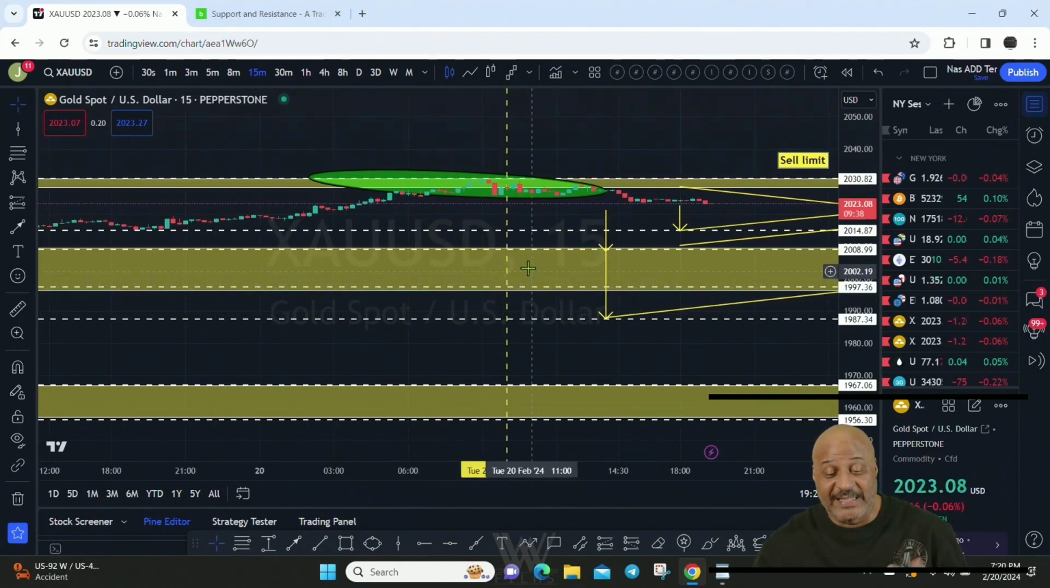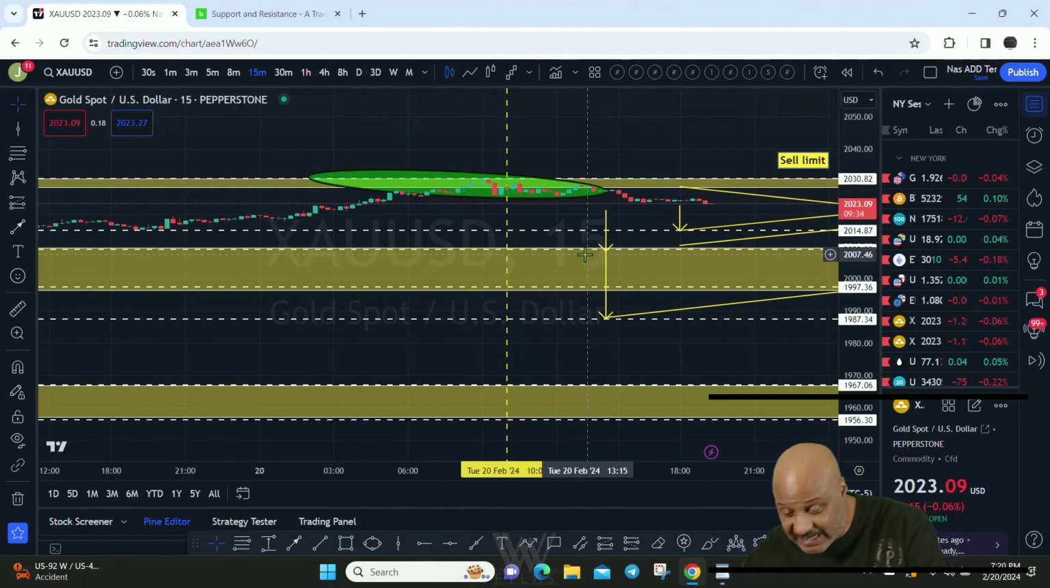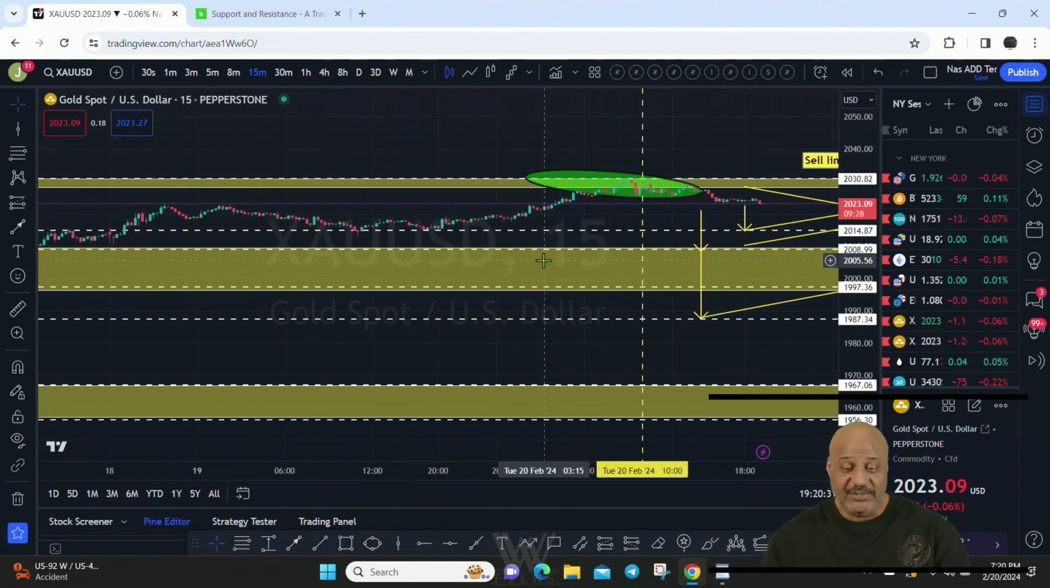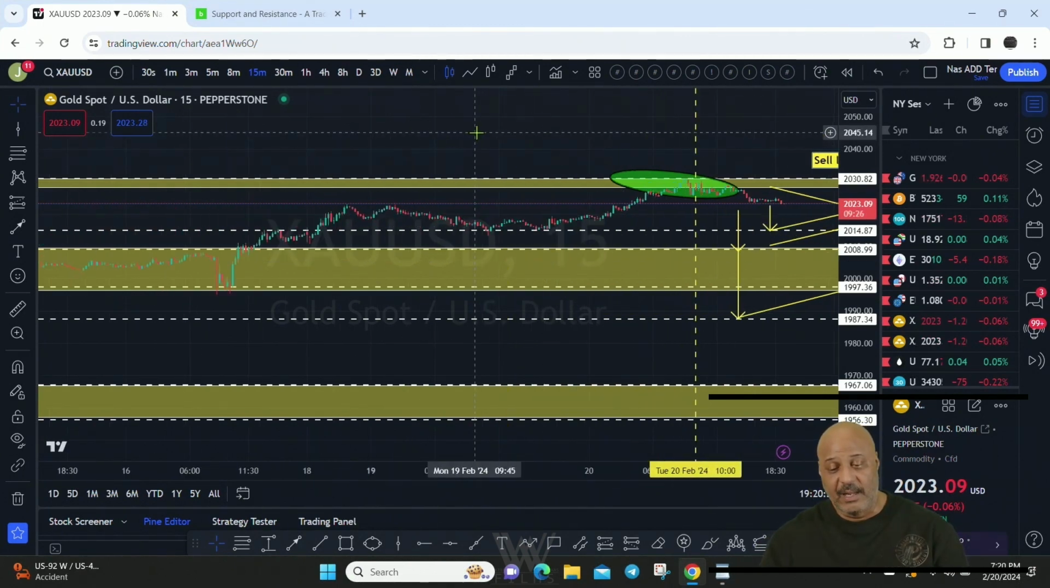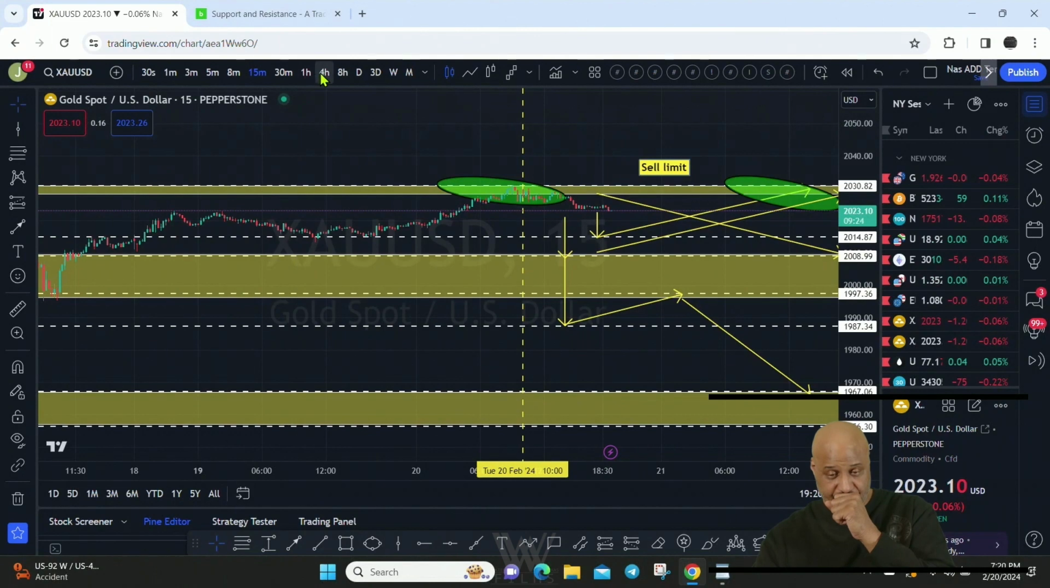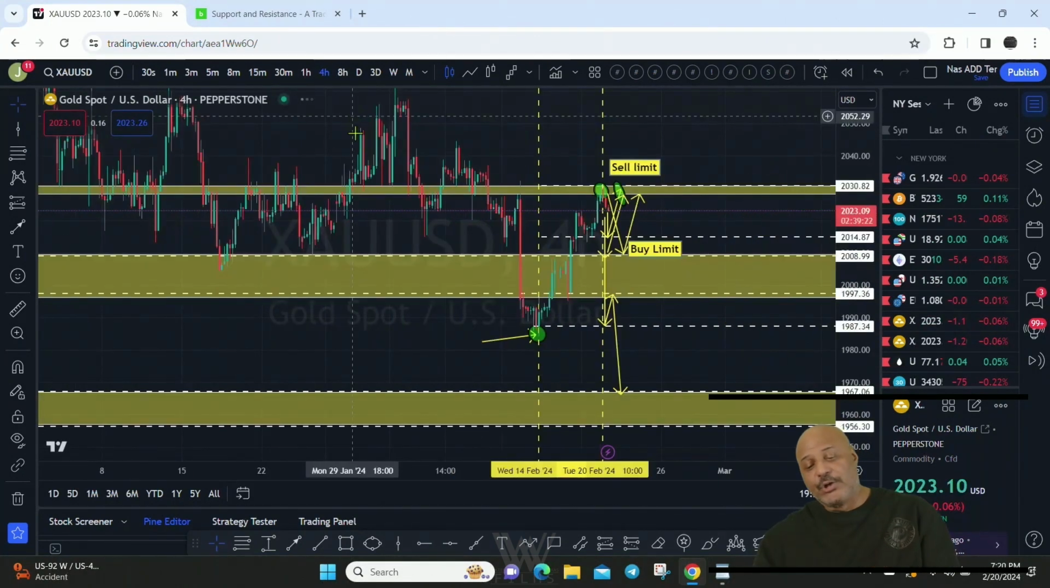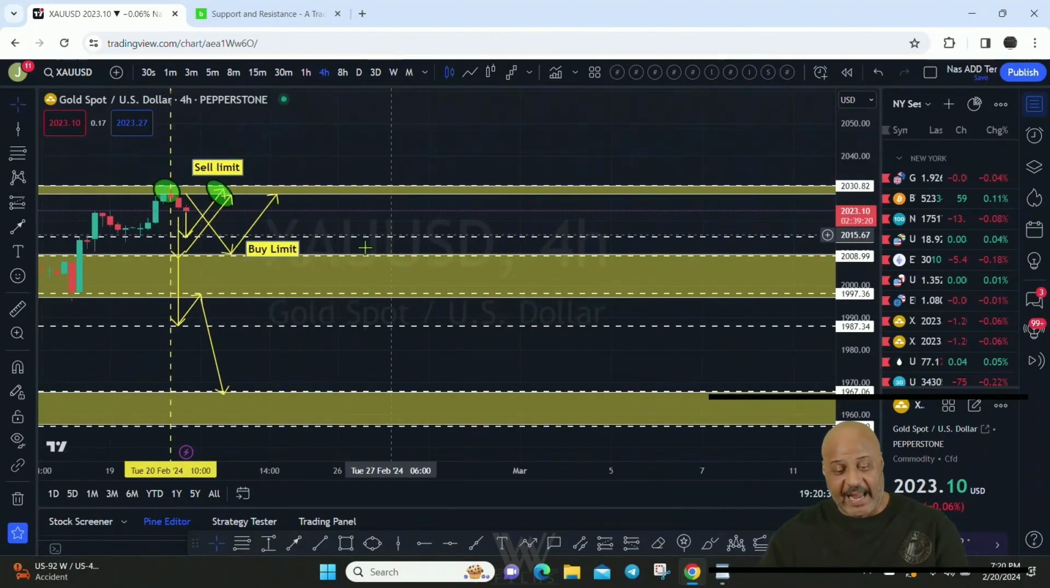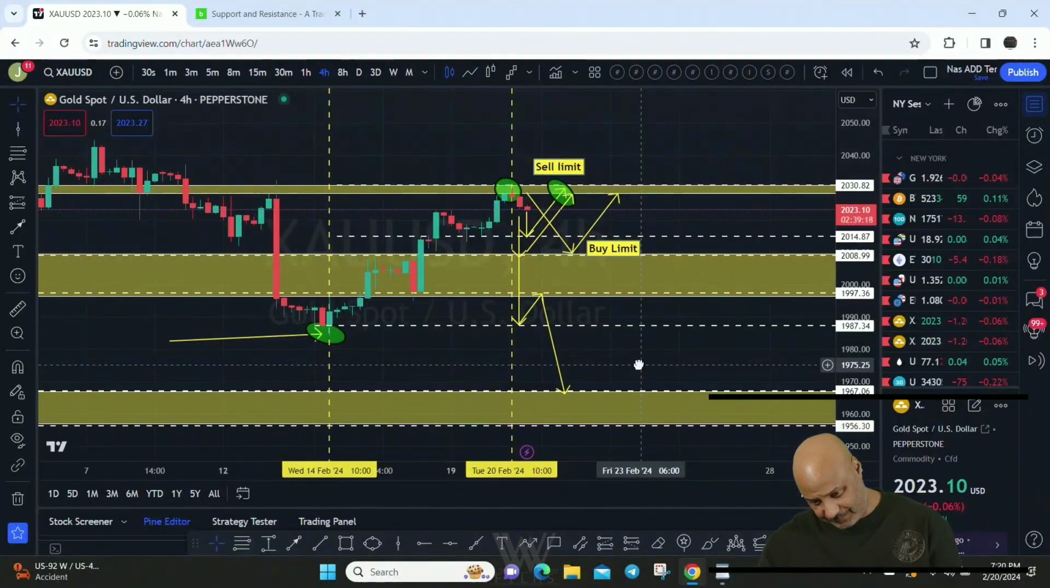So I'd have been in this trade at 10 o'clock. I would have been holding the trade from 10 all the way to 7 o'clock. And I would still be in this trade if I had taken it at that point. But since I did not get in the trade at that point, I gotta wait. So I go to the higher time frame and I have my analysis, right?